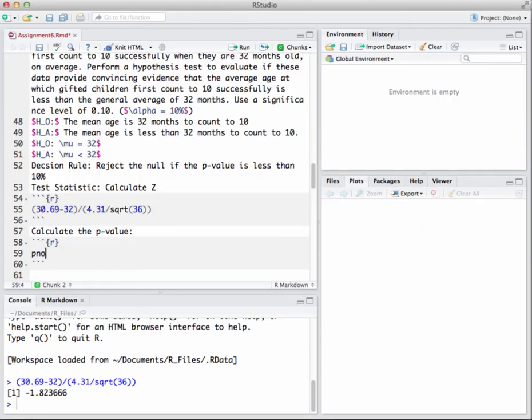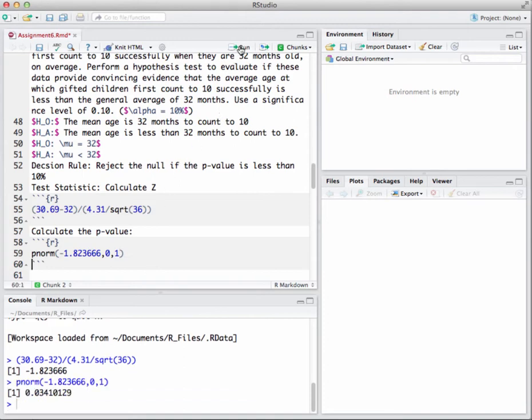So I'm going to put in p-norm, there we go, negative 1.823666, just because I'm anal and put all the numbers since I got them there, and then 0 and then a 1, okay? And so if I run that chunk, I get back a p-value of 0.0341029 down there in the console. Okay, so what that tells me is that based on my decision rule, I'm going to reject the null hypothesis that the p-value is less than 10%. The p-value was less than 10%, and so that means I'm going to reject the null hypothesis.